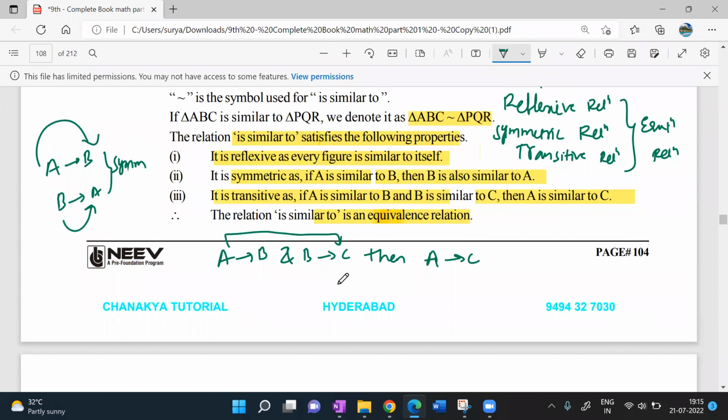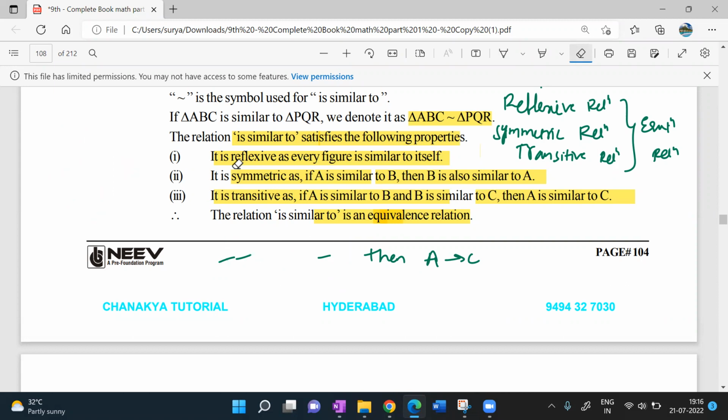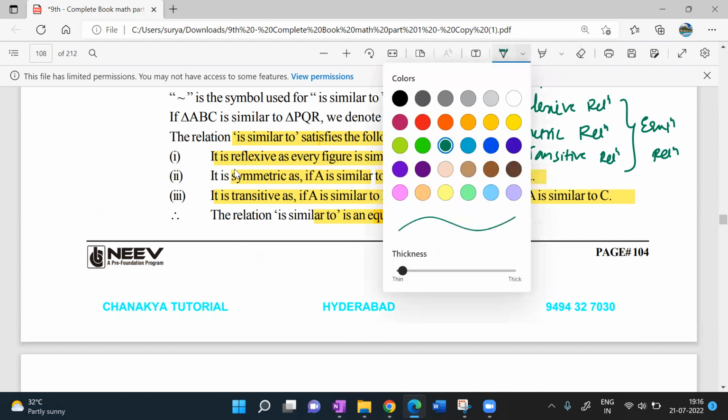Sir, I didn't understand the three points. Can you explain once again? Can you show it through a diagram? It is not about showing a diagram. It's very simple, only statements. I'll tell you. Again, you'll be learning this in class 12.